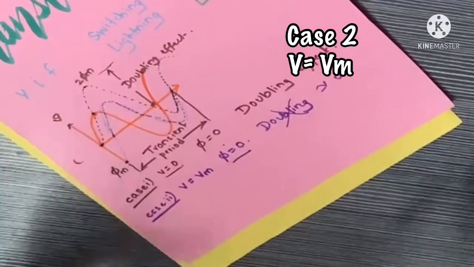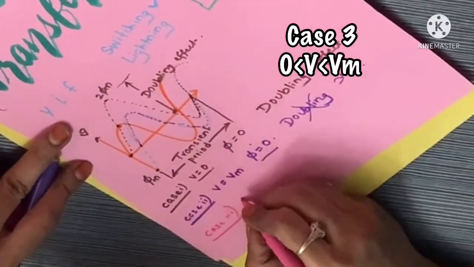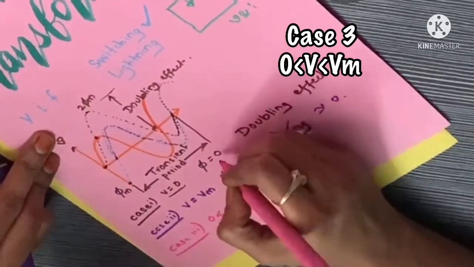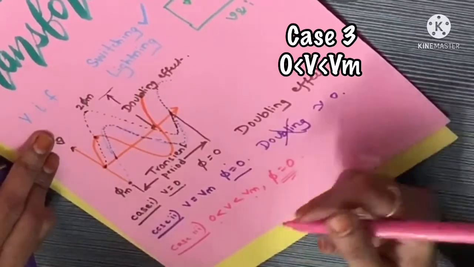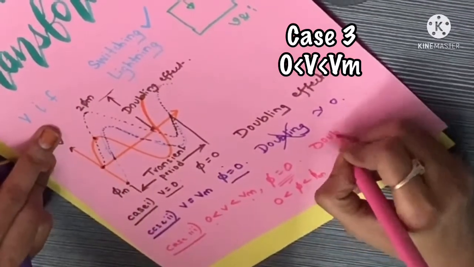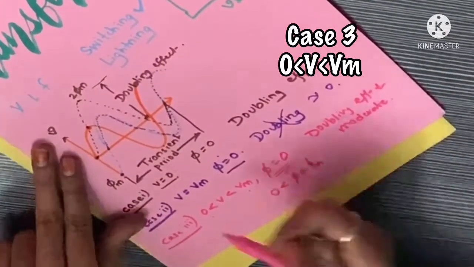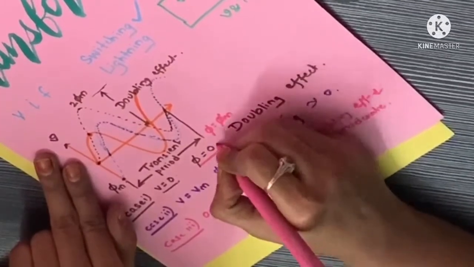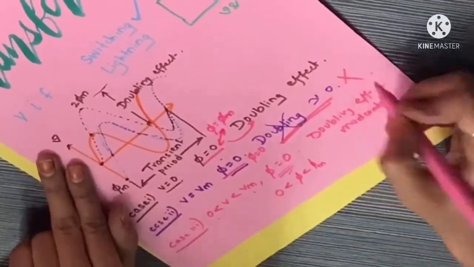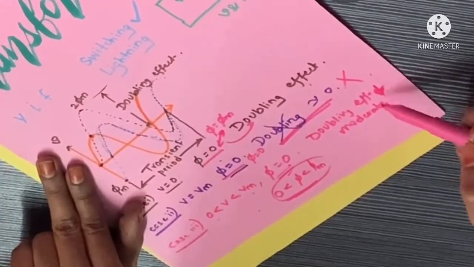Suppose I consider case 3, where I switch on the circuit somewhere between 0 and Vm. Then again phi starts at 0, but here the original flux will be like this, so the doubling effect will be moderate. See here, the flux started at 0, but originally phi is equal to phi m, so this is giving you the doubling effect. Here the flux is starting at 0, and originally also it is 0, and therefore there is no doubling effect. And here it is between 0 and phi m, and the flux is starting at 0, so the doubling effect is moderate, somewhere between these two cases.